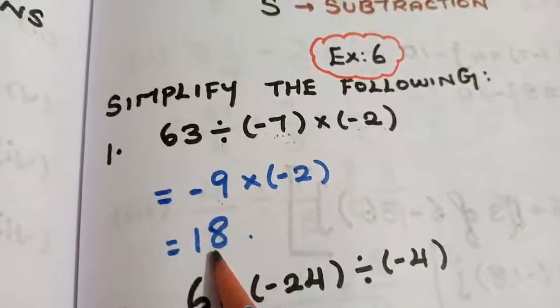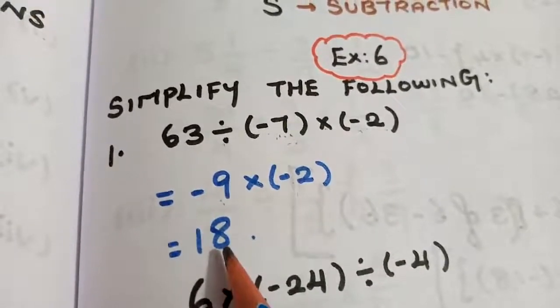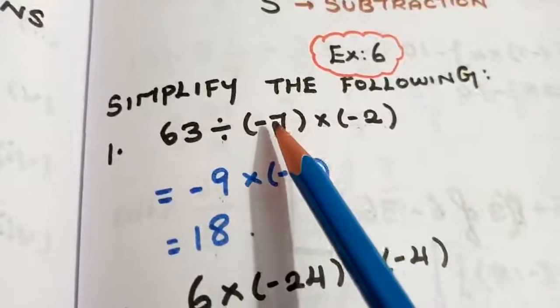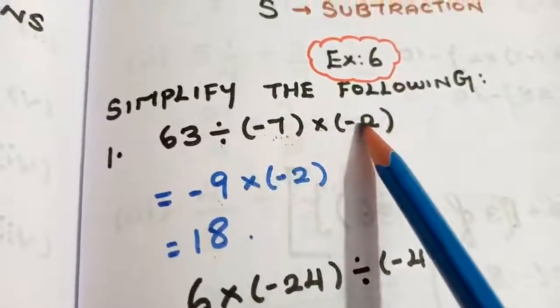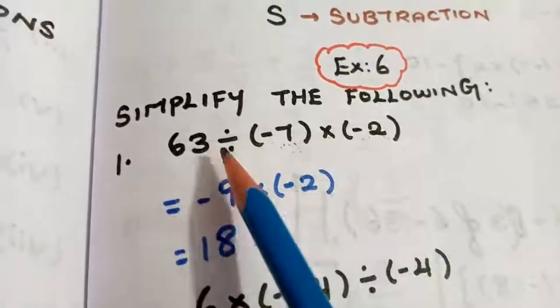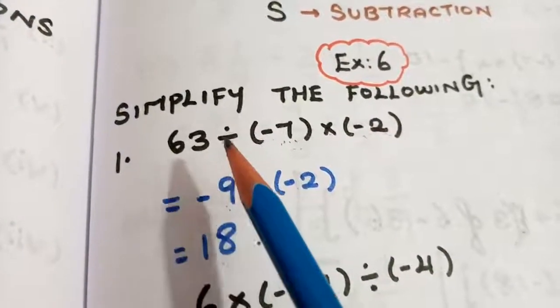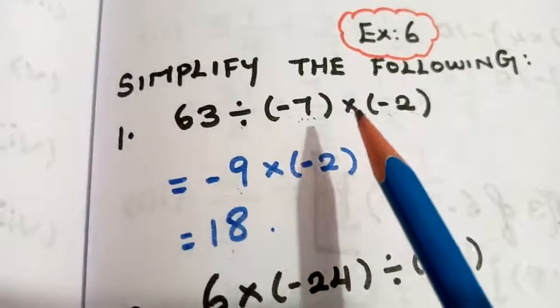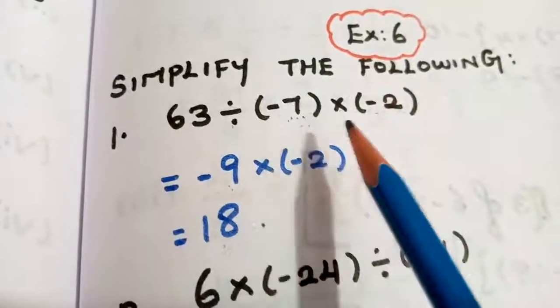Suppose, without knowing this rule, you try the sum in some other way, for example multiplying first, minus into minus plus, 7 twos are 14, and then you divide, you will get some value, but that is not the correct answer. According to the BODMAS rule only, you have to apply the calculation, students.